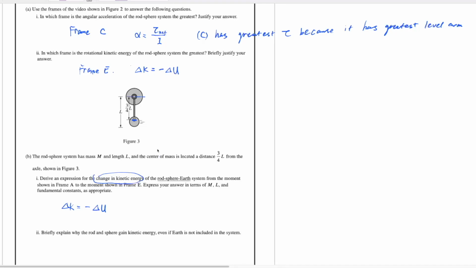So the change in height, delta h, is going to be negative 2 times 3/4 L, which is negative 3/2 L. So the height decreased by that much. So the change in potential energy will be negative mg times 3/2 L. So the negative sign cancels out. This delta K would be 3/2 L mg.